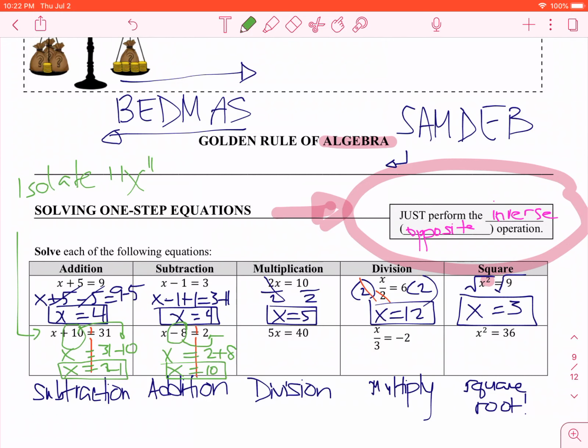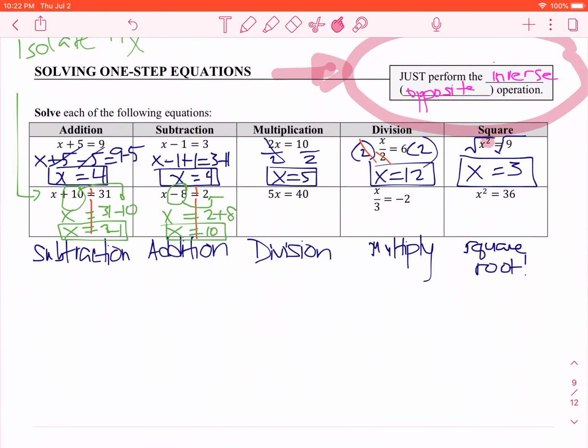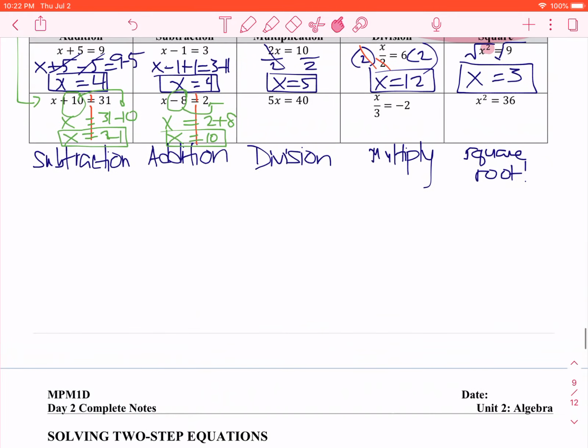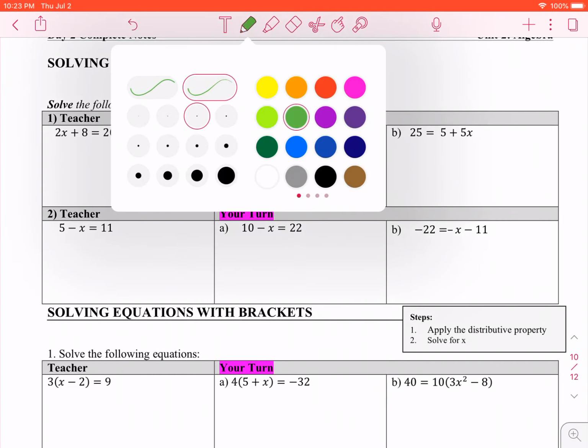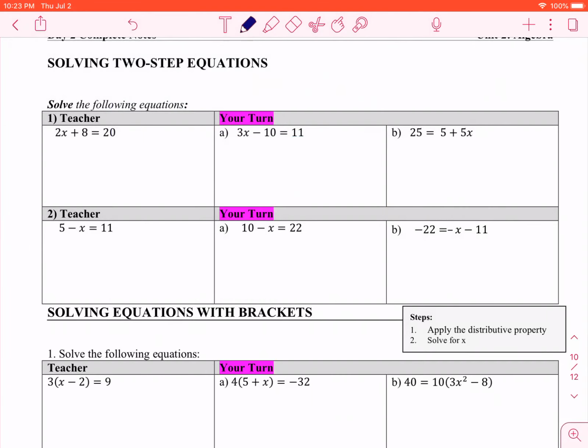I'll leave those last three examples for now, and I'll move on to the next thing. So this is just one-step equations, okay? Now for your two-step equations, you're going to do the exact same format. There's just going to be more steps, okay? So again, considering SAMDEB, BEDMAS backwards. Okay, so we'll check the equation.